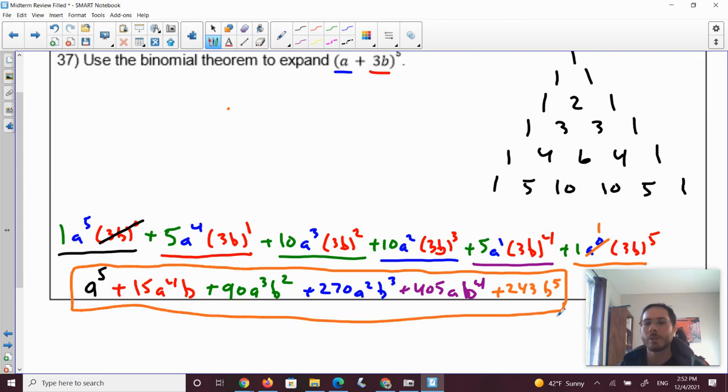And again, there's not much work to be done there. If you want, you can use your calculator on some of those. Like if you wanted to double check what 3 to the 4th power was, that's totally fine. But that's it. That's everything for the midterm review.